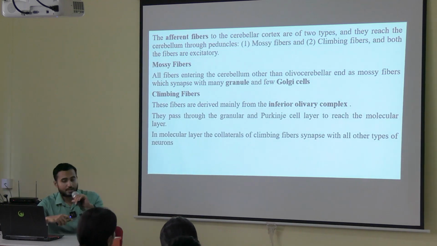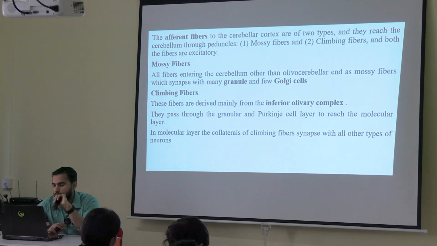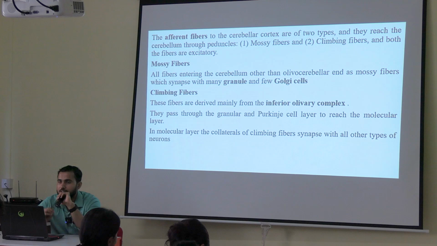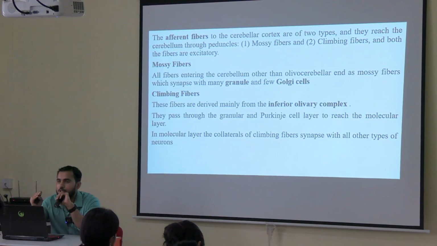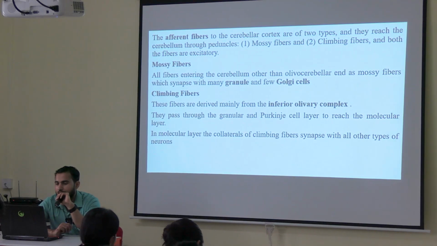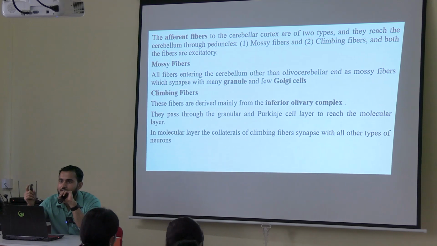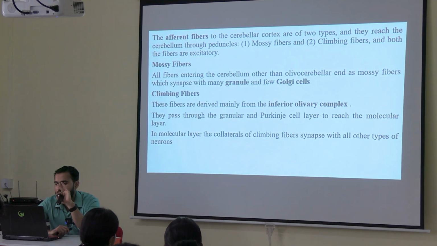Now, in the afferent fibers, two types are there: climbing fibers and mossy fibers. So, what are these mossy fibers? All the fibers entering the cerebellum except the olivocerebellar fibers are called mossy fibers. These mossy fibers will go and synapse with the granule cells and the Golgi cells. That is the mossy fibers.